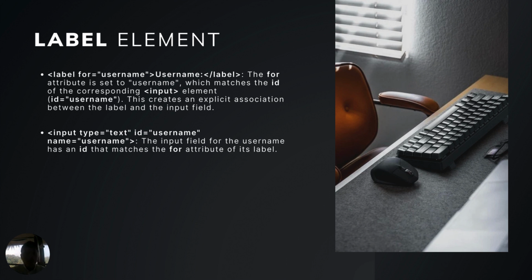And then you type another thing. You type input, for example here with the type property text, and then use the ID username like the label. So the for and the ID should be the same. The input field for the username has an ID that matches the for attribute of its label. So the advantage is when you click a label with its for property the same as the ID of an input, it will correspond. So if you click the label, the input will automatically activate.